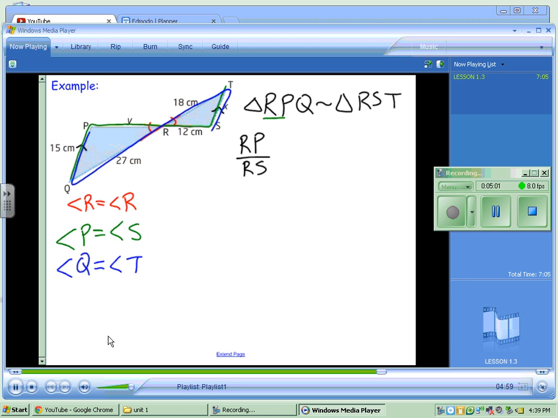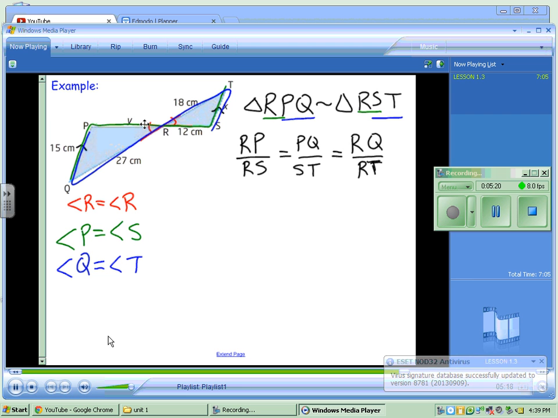Okay, and we're going to take that list and we're going to make our proportionality statement. That side corresponds to that side. The next two correspond to the next two. PQ and ST. Okay, and the last pair we haven't listed is RQ corresponds with RT. Notice everything from one triangle is listed on the top, everything from the other triangle is listed on the bottom. The order doesn't matter as long as you have all three.